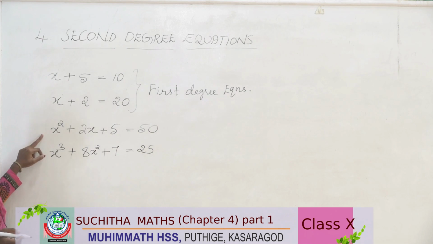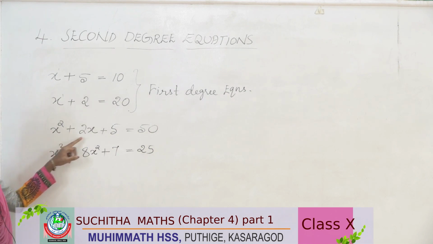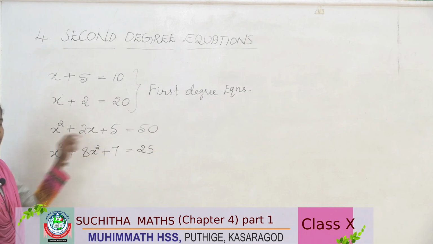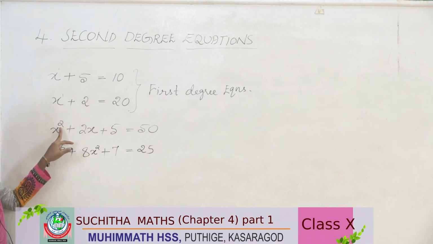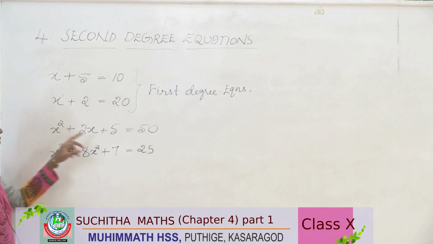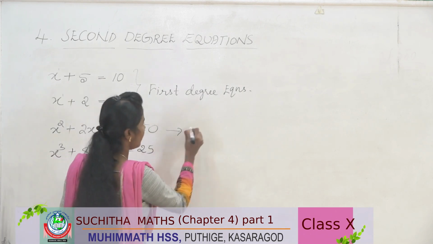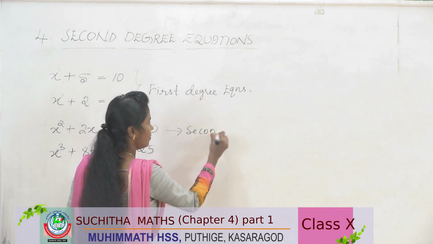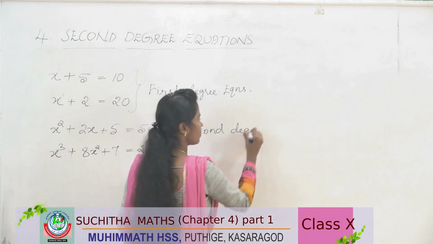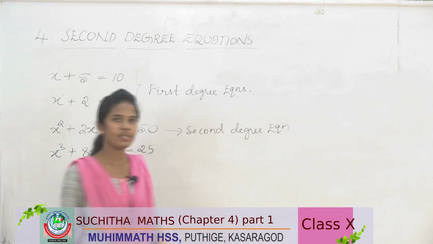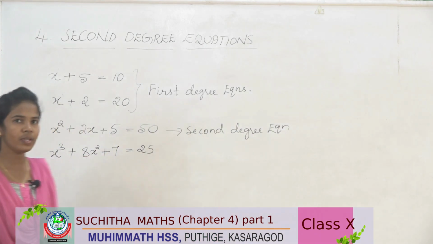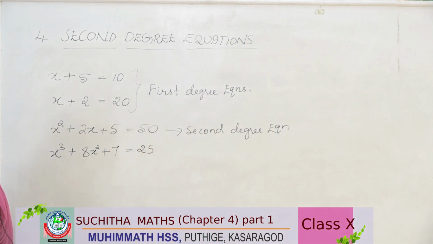Then listen to the second example. x square plus 2x plus 5 equal to 50. Here what is the highest power of x? Here the power of x is 2. So this equation is a second degree equation. That means the equations with degree 2 are called second degree equations.